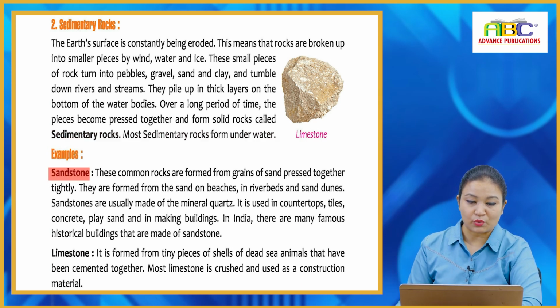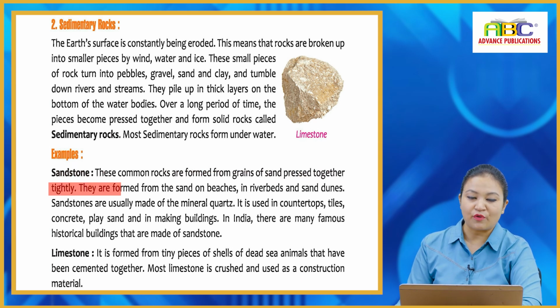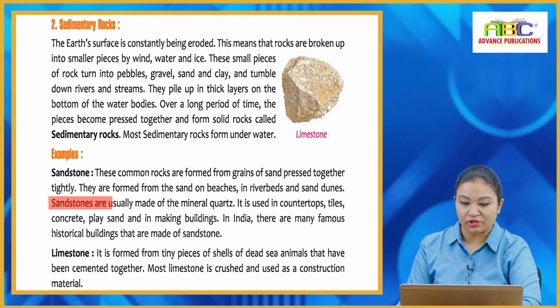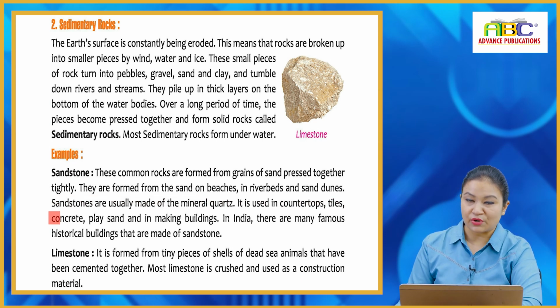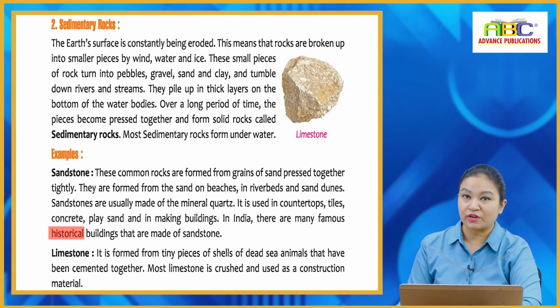Example: sandstone. This common rock is formed from grains of sand pressed together tightly. They are formed from the sand on beaches, in riverbeds and sand dunes. Sandstones are usually made of the mineral quartz. It is used in countertops, tiles, concrete, play sand and in making buildings. In India, there are many famous historical buildings that are made of sandstone.